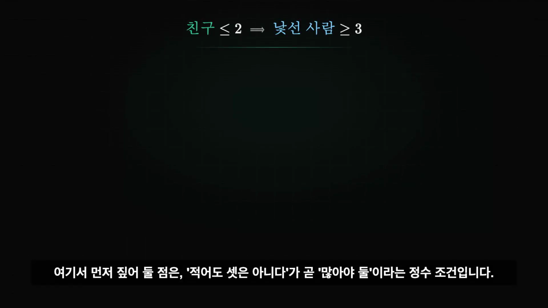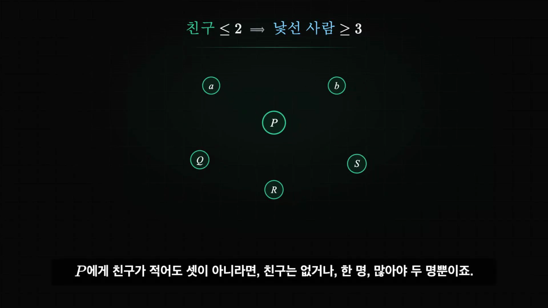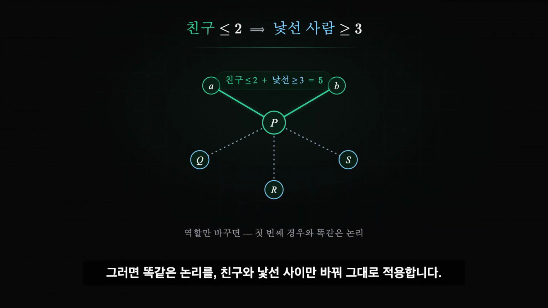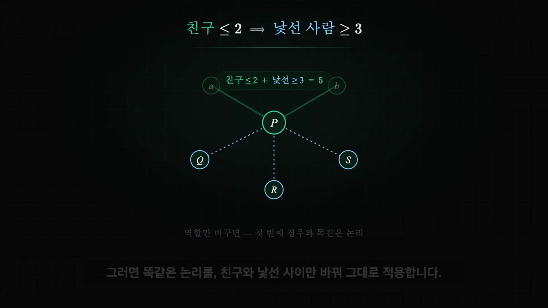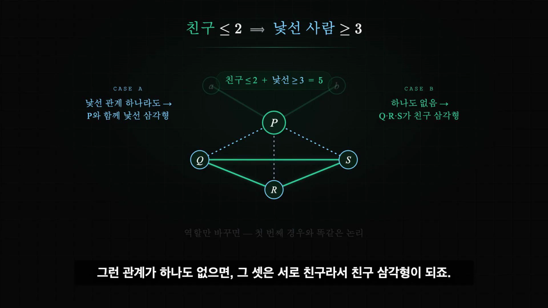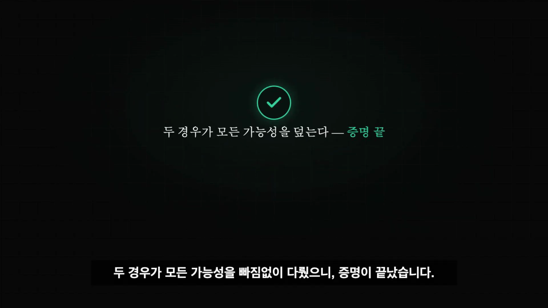여기서 먼저 짚어둘 점은 적어도 셋은 아니다가 곧 많아야 둘이라는 정수 조건입니다. P에게 친구가 적어도 셋이 아니라면 친구는 없거나 1명, 많아야 2명 뿐이죠. 그런데 P 밖에는 모두 5명이 있으니 친구가 많아야 2이면 낯선 사람은 적어도 3명입니다. 그러면 똑같은 논리를 친구와 낯선 사이만 바꿔 그대로 적용합니다. 그 세 낯선 사람 사이에 낯선 관계가 하나라도 있으면 P와 함께 낯선 삼각형이 됩니다. 그런 관계가 하나도 없으면 그 셋은 서로 친구라서 친구 삼각형이 되죠. 두 경우가 모든 가능성을 빠짐없이 다뤘으니 증명이 끝났습니다.